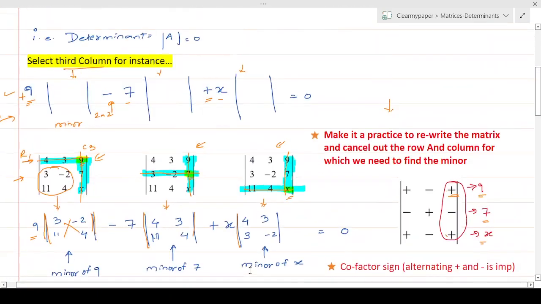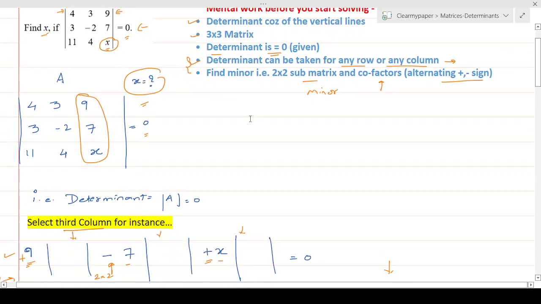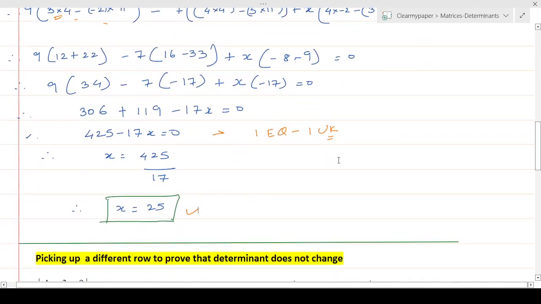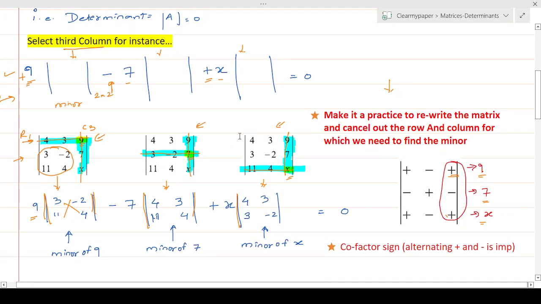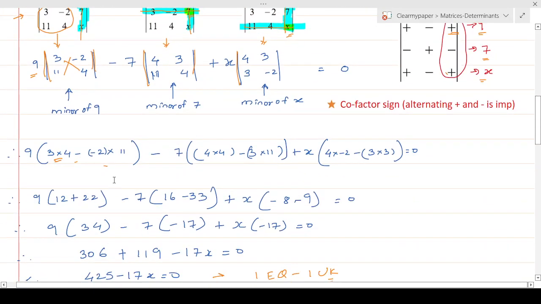So we have computed the answer which has been asked. Find x. If this determinant is 0, the value of x is going to be 25. We already computed that. That's as straightforward as this. And as an alternative method, instead of taking the third column, if I choose something else, what happens? Nothing is going to happen. The answer is going to be the same.